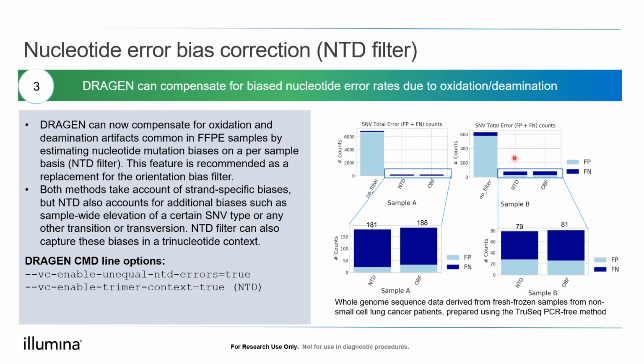On the right, we are showing two FFPE samples that we have analyzed. On the y-axis, we are showing FP plus FN. On the x-axis, we are showing the error counts when you use no filter versus the NTD filter and the OBF filter. In both cases and both samples, you can see that both those filters help to effectively reduce the error counts. The NTD filter does a little bit better than the OBF in both these samples. Hence, we are saying that moving on with this release, if you have been using FFPE samples, the NTD filter is something that you should consider.